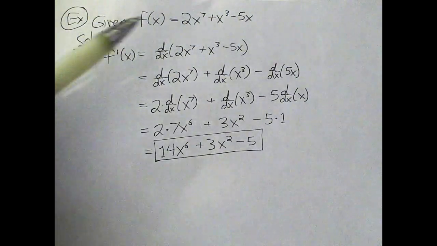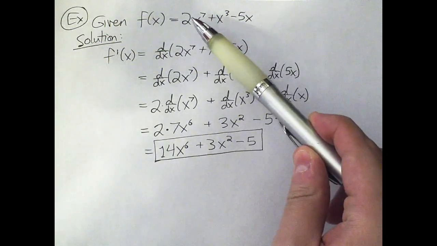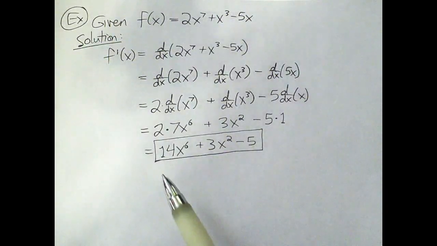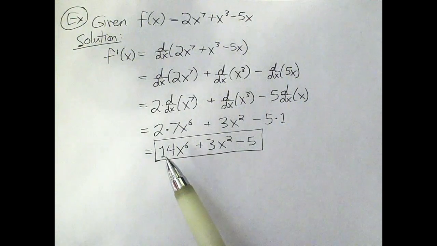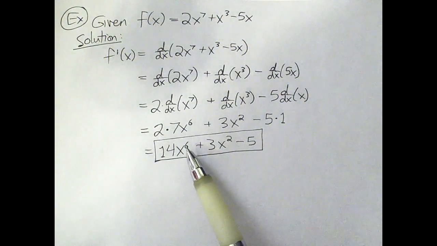You can look at the problem and you see 2x to the 7. You say from 2x to the 7, I know the 2 and the 7 are going to wind up getting multiplied by each other to give me 14. I know that x is now going to be raised to the 6 instead of 7. It's 1 less than 7.